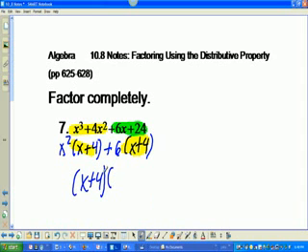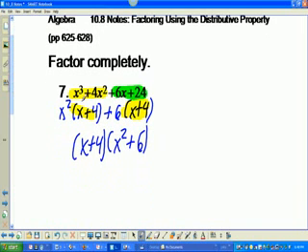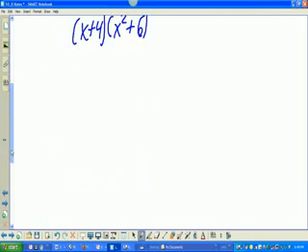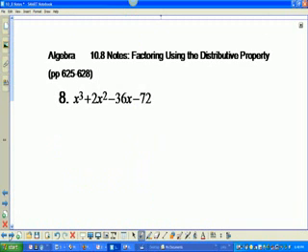And then what I have left over inside the second parentheses, well, in the first term, I've got x squared left over. The second term, I've got 6 left over. I can't factor x squared plus 6, so I'm done with this problem. So it's x plus 4 times x squared plus 6. Important key about this one is break it down into 2 terms at a time.